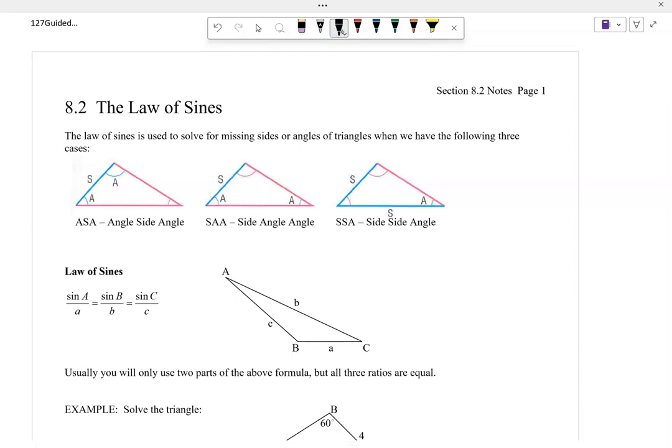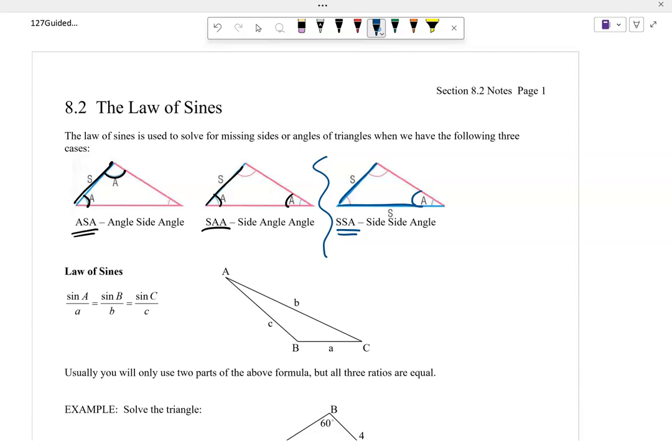So the law of sines is useful for solving oblique or non-right triangles of these three forms. Where I'm given an angle, a side length, and an angle, that's referred to as angle side angle. Or a second scenario, if you're given an angle, a side, or side, angle. And the third scenario is where you have a side length given and an angle. So angle side or side angle.